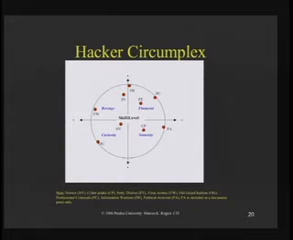What we have in this picture, then, is the hacker circumplex. You've got the four quadrants, which indicate basically the motivation. Was the motivation revenge? Was it financial? Was it curiosity? Was it notoriety? What motivation did that person have? Obviously, only having four is a little simplistic. But if you looked at the factor analysis, these popped out as the four primary areas, the four primary types of motivation.